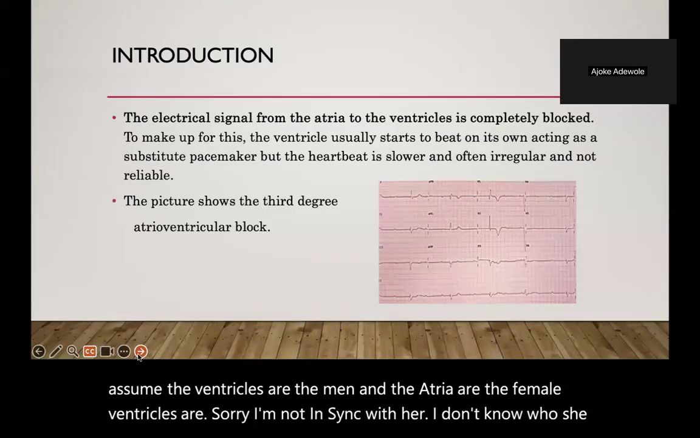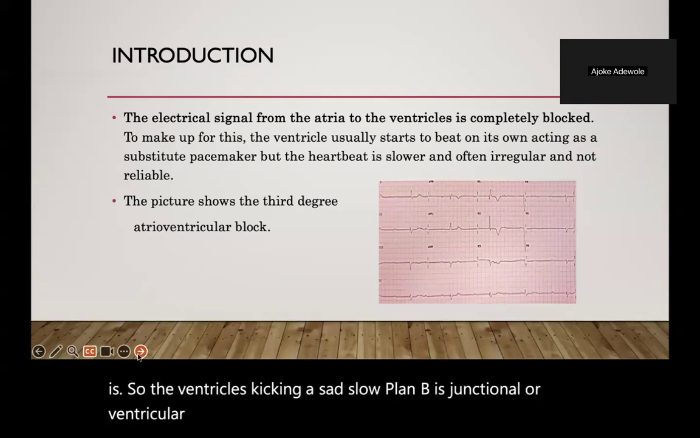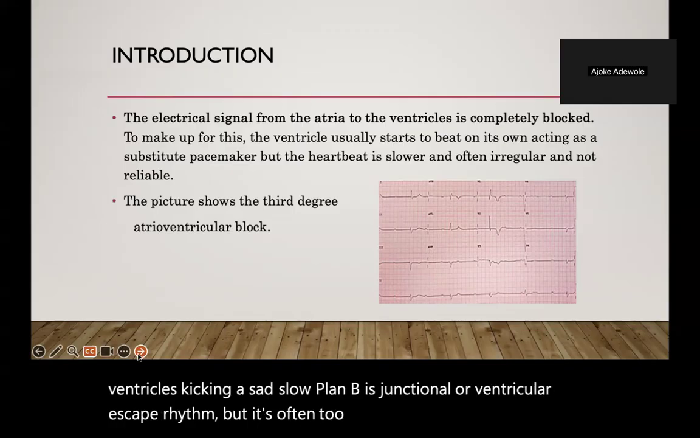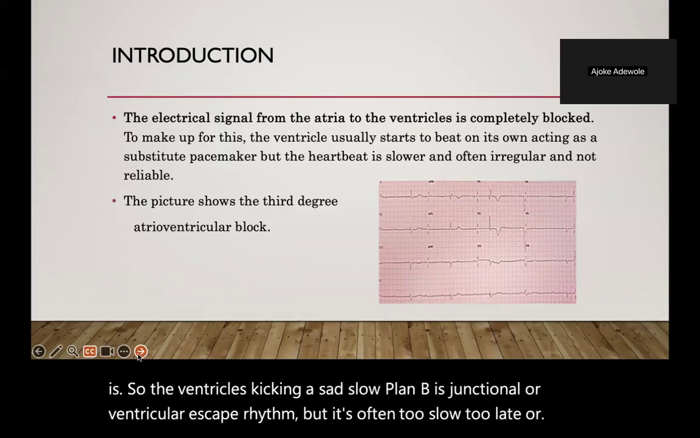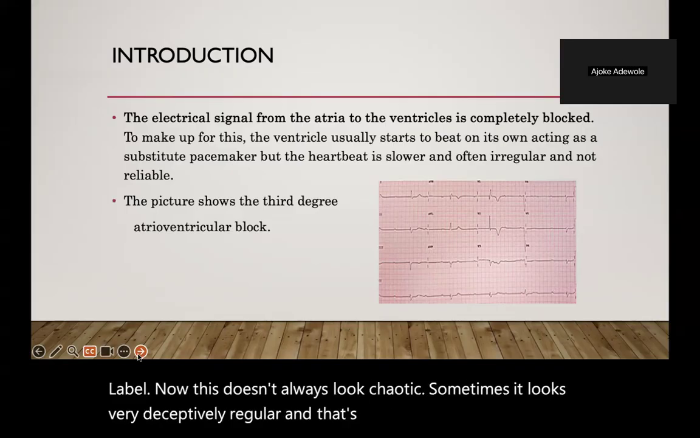So the ventricles kick in a sad, slow plan B, a junctional or ventricular escape rhythm, but it's often too slow, too late, or too unreliable. Now, this doesn't always look chaotic. Sometimes it looks very deceptively regular, and that's the trap.